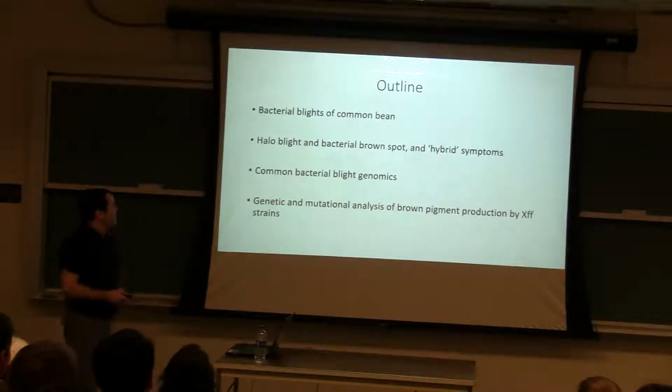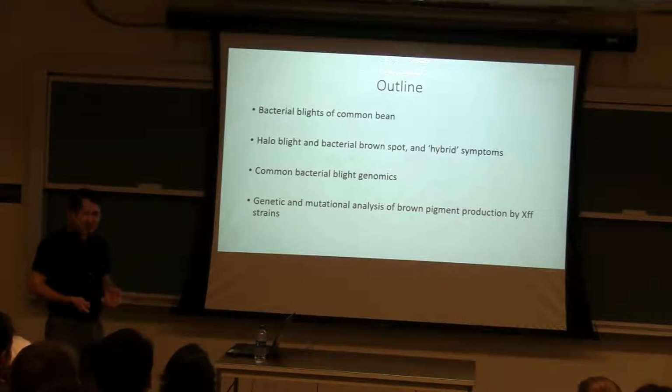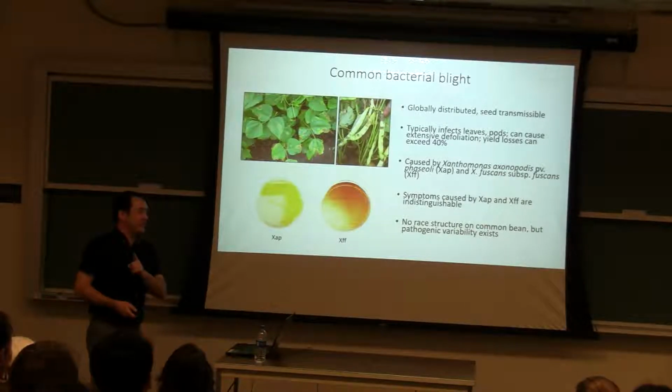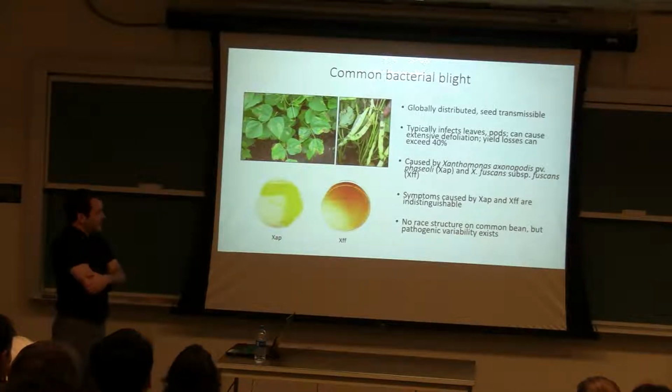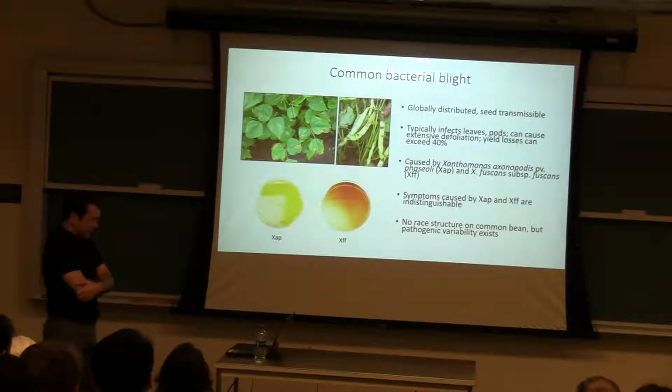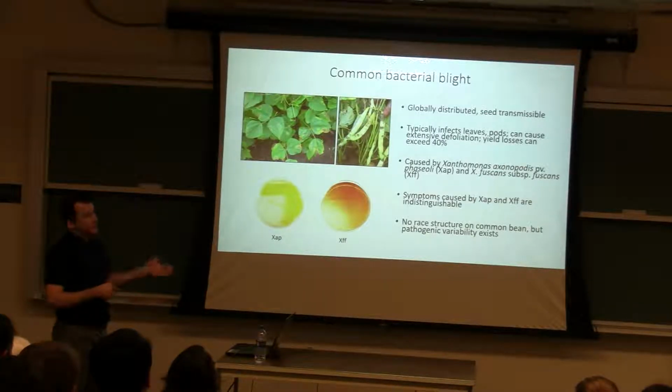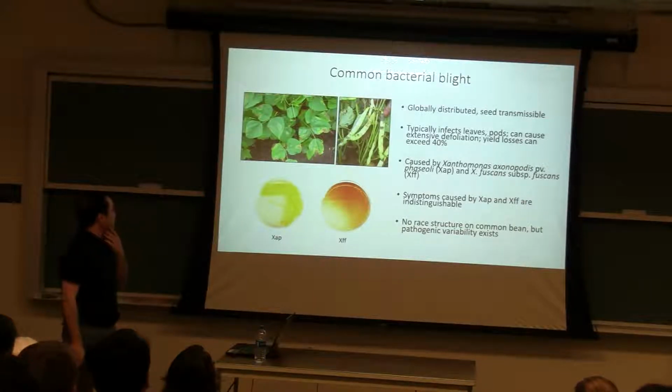Okay. So moving on into the fun stuff, common bacterial blight genomics. I think it's fun. I heard somebody laugh. So common bacterial blight is a globally distributed, seed-transmissible disease of bean. It makes these really nice necrotic lesions with this yellow border, right? And these will expand as the disease progresses, right?